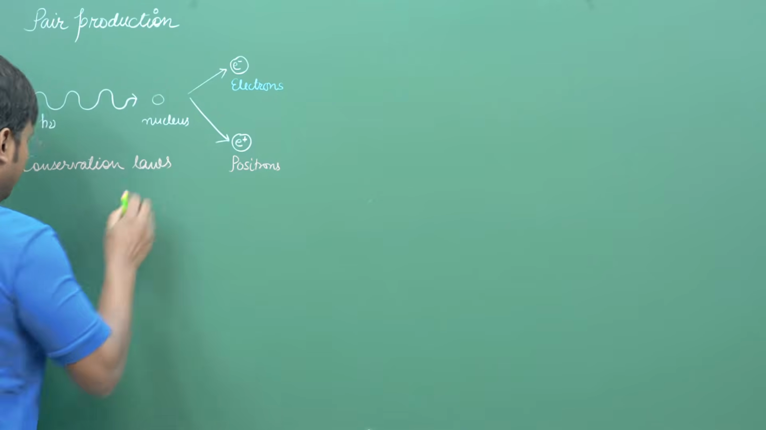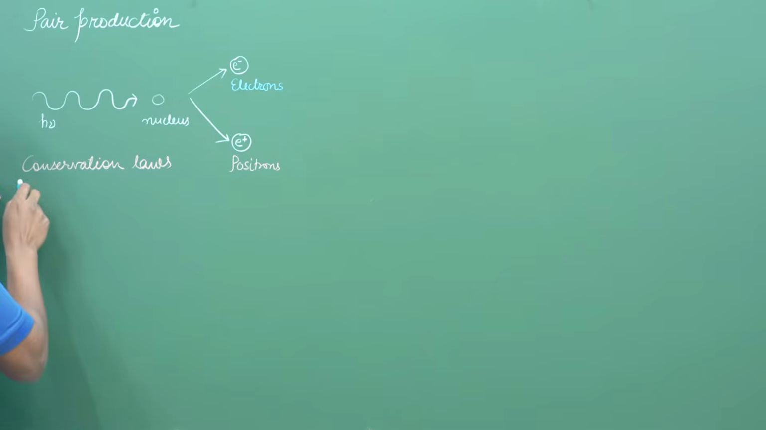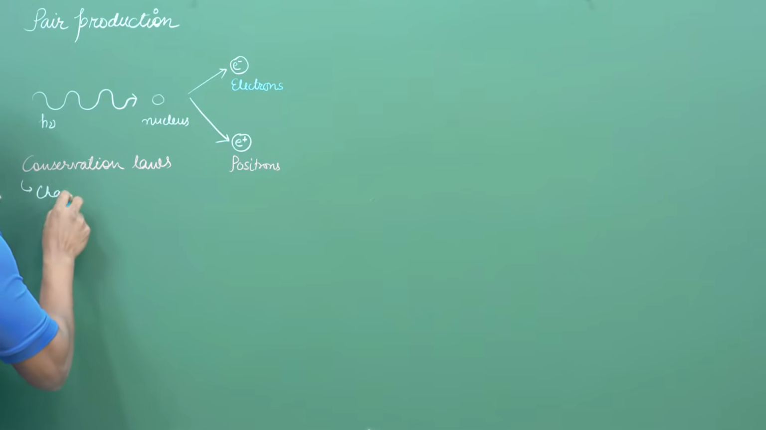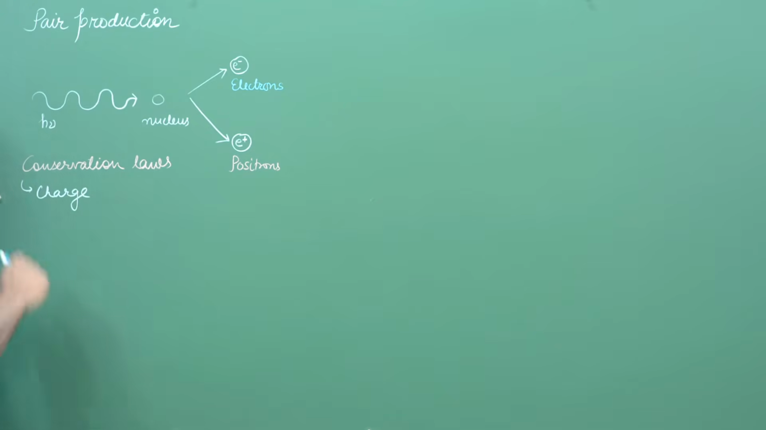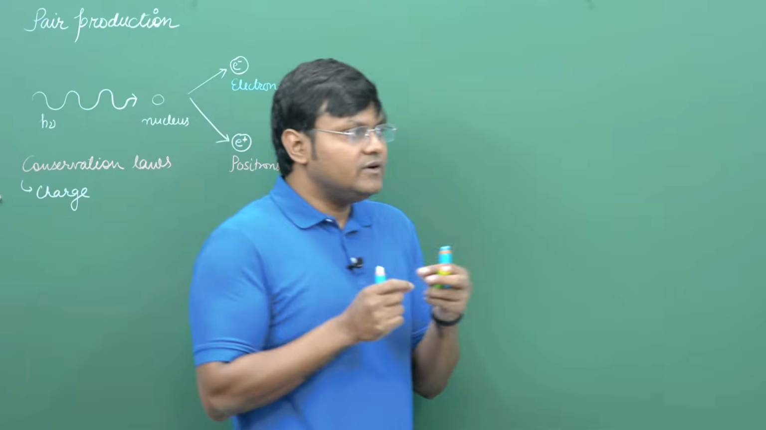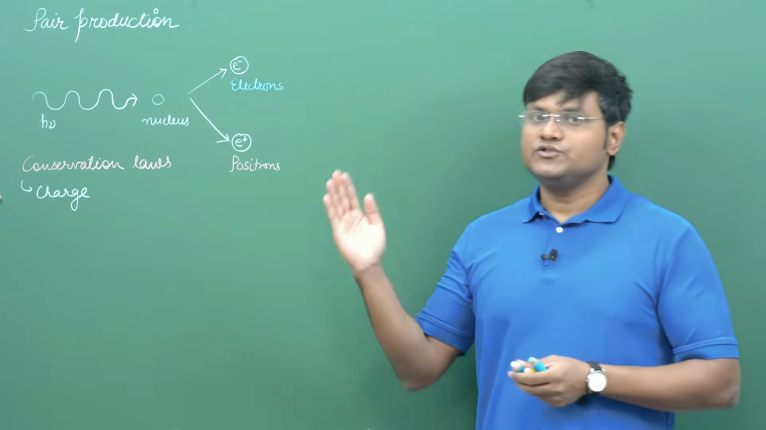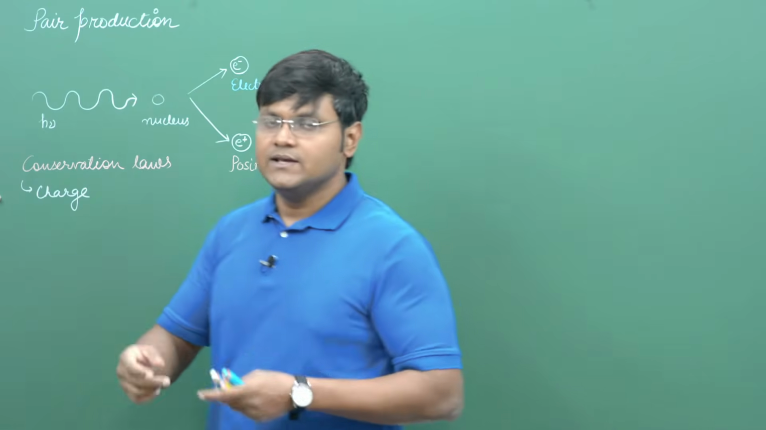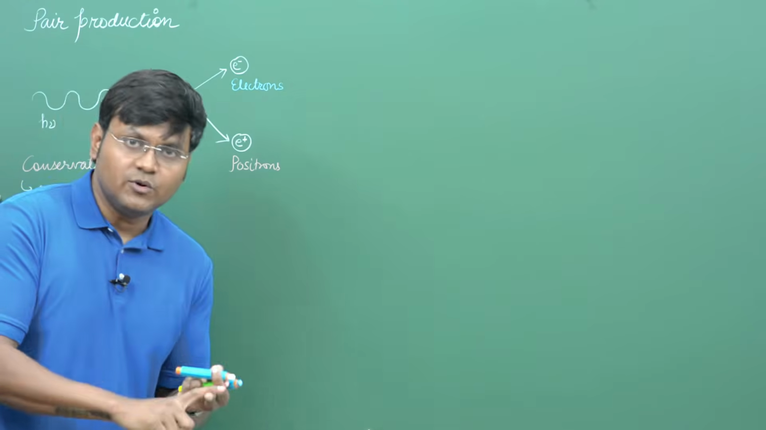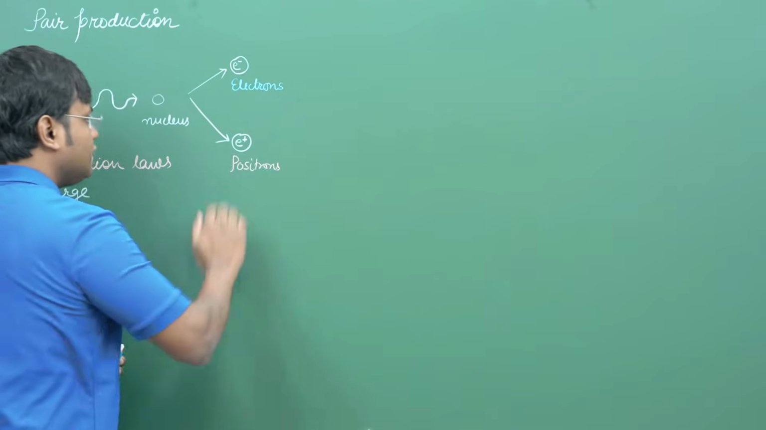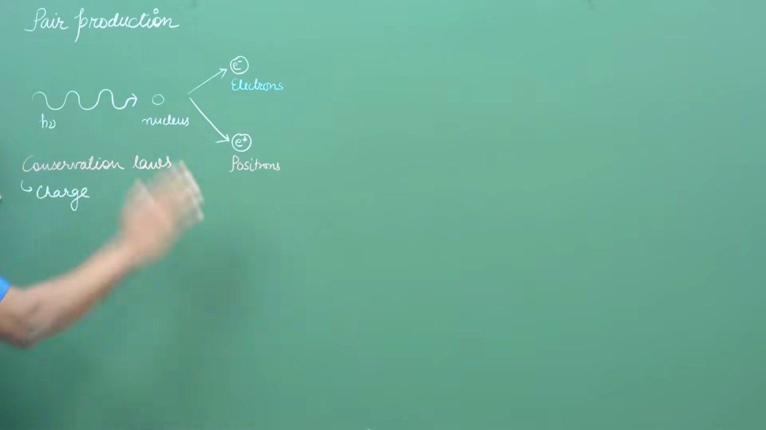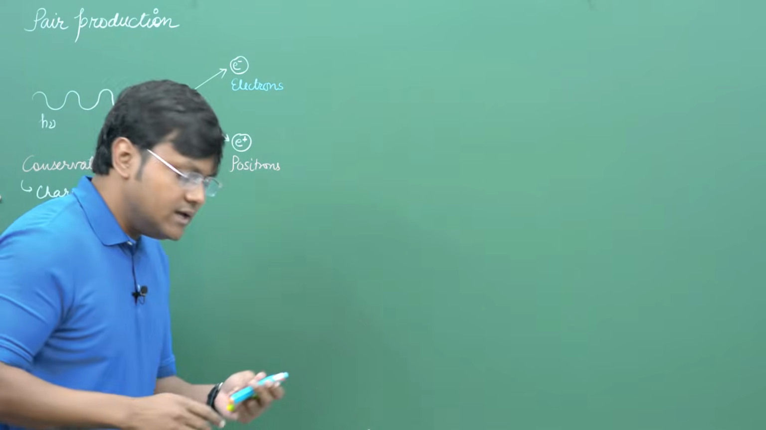So first of all, it must satisfy the conservation of charge. If you look at it, a photon does not have a charge. So the net charge of an electron and a positron is also zero, just like a photon. Yes, the electron is negatively charged, the positron is positively charged. So the net charge of the electron and positron is zero, and the net charge of a photon is zero. That means charge is conserved.